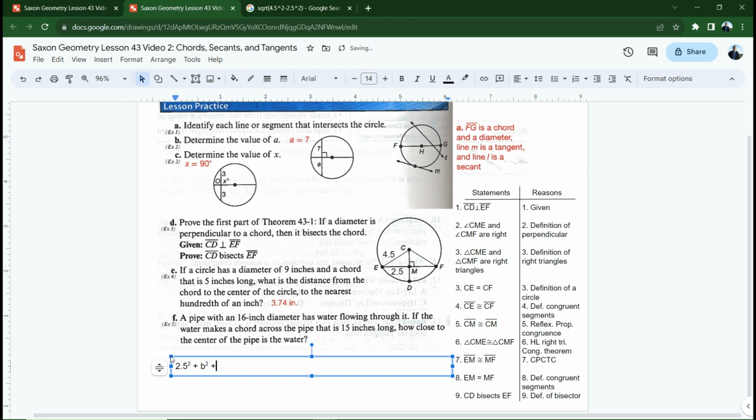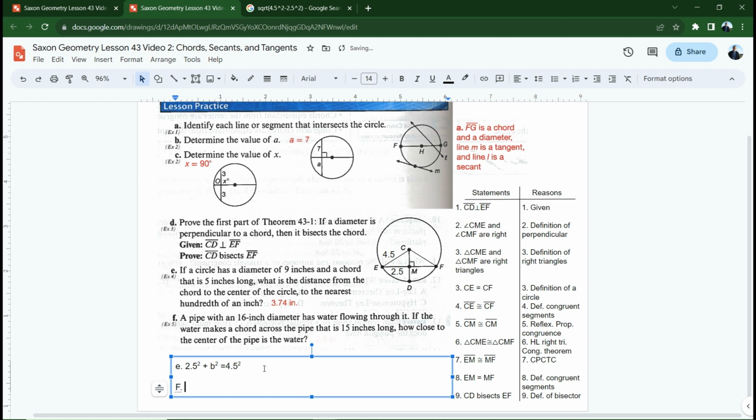Notice I'm not saying plus for the other side, because we know 4.5 is the hypotenuse. The hypotenuse has to go on a side by itself. I couldn't have put it on the other side. So this was the problem we worked. I subtracted 2.5 squared from both sides and then took the square root of 4.5 squared minus 2.5 squared. That gave me 3.74, and I'm just going to note that that was for letter E. Letter F is much the same thing. You're going to draw the same sort of diagram for letter F. Okay, so let's do that.